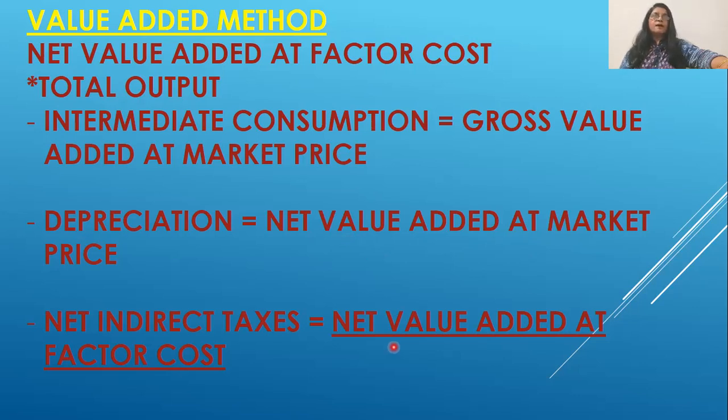The total formula, if we see it at one glance, is total output minus intermediate consumption minus depreciation minus net indirect taxes, and it is equal to NVAFC, net value added at factor cost. The net value added at factor cost is also equal to NDPFC, net domestic product at factor cost, which is our real domestic income.